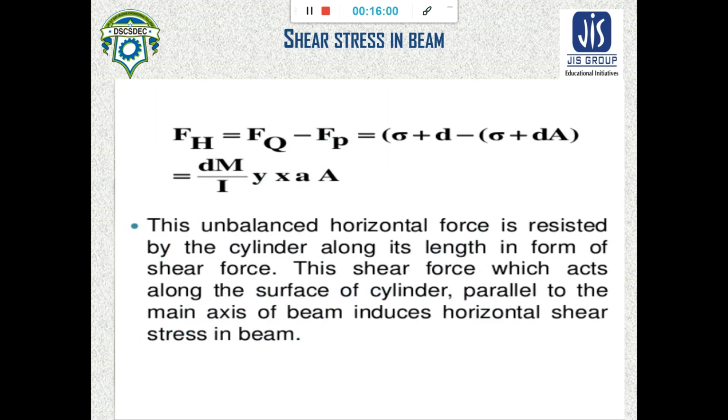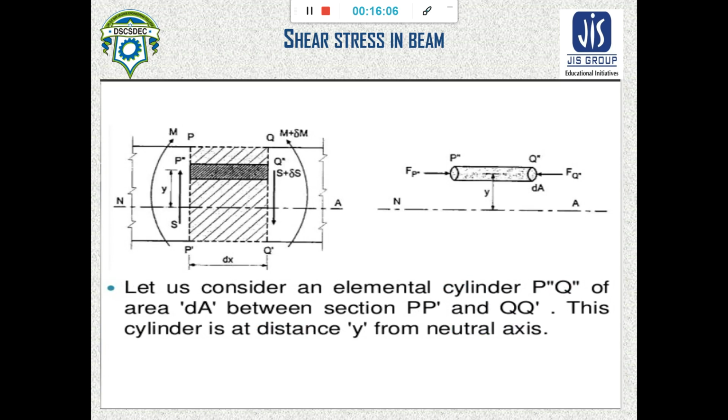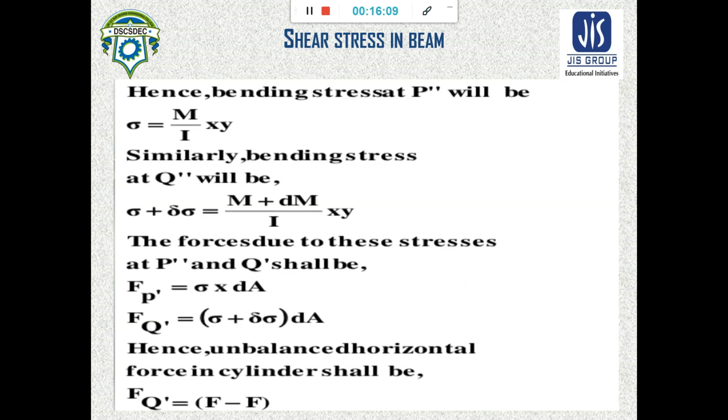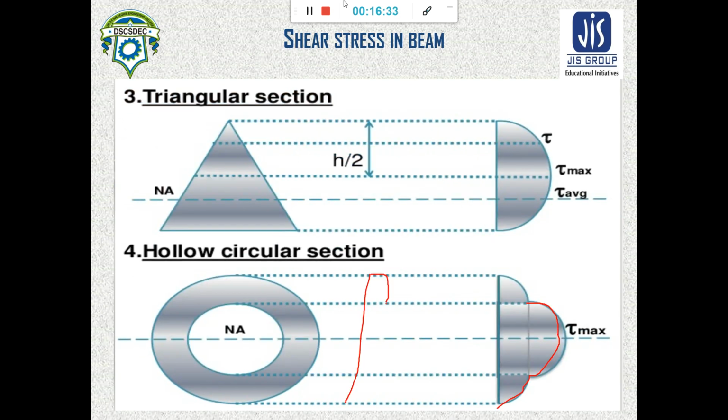But remember one thing, there are two types of shear stress. First one is horizontal shear stress, and that horizontal shear stress is given by the unbalanced horizontal force in the cylinder, that is dM by I into y into dA. Okay, this will be dA. So now another thing we will see, that is the vertical force. So now we will see about the vertical shear stress.